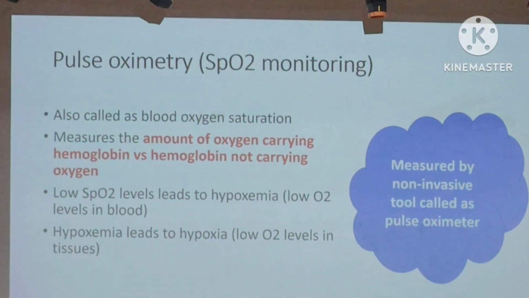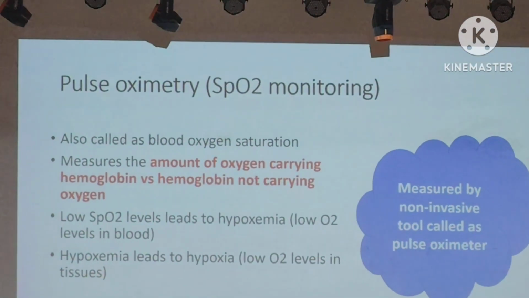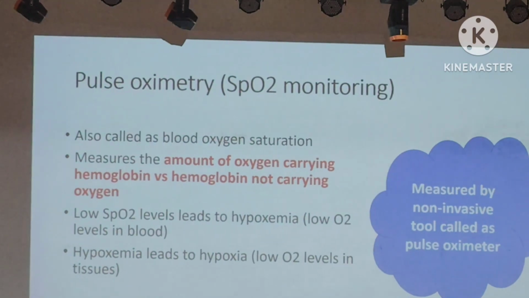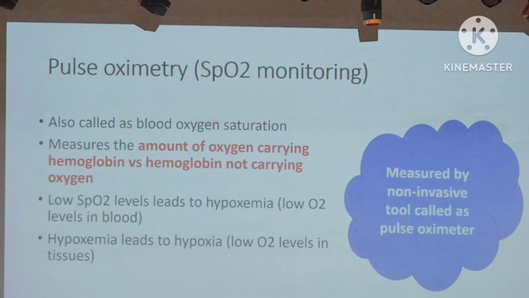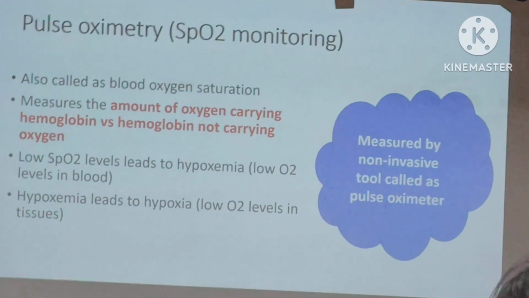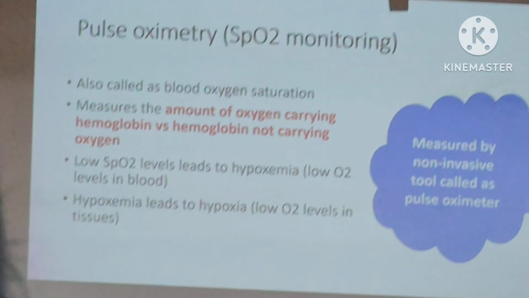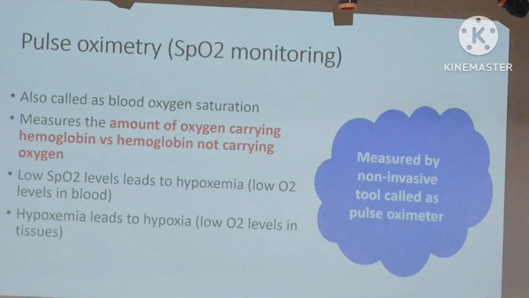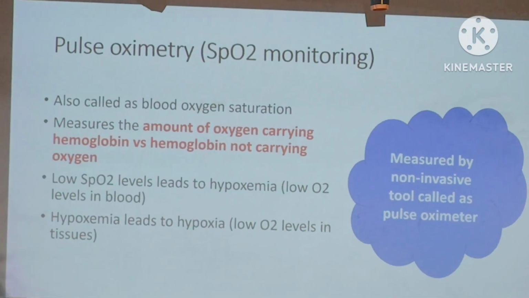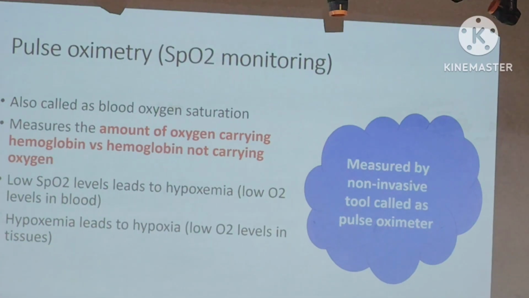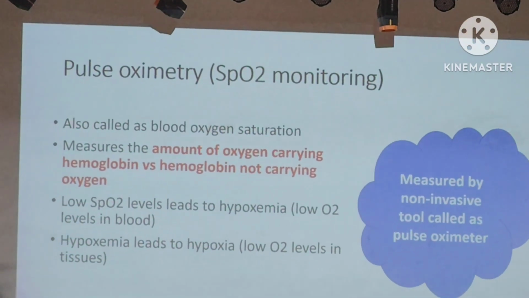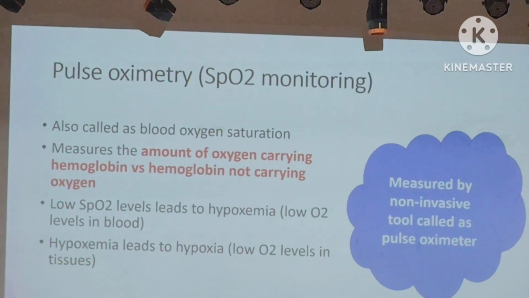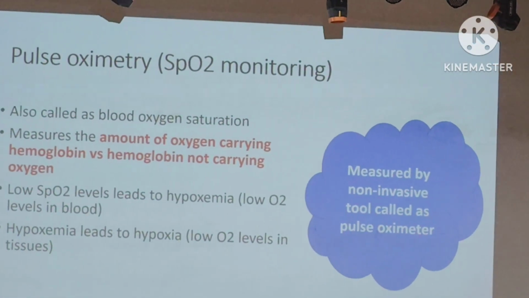What is SpO2 monitoring? This is called blood oxygen saturation: how much oxygen is carried by hemoglobin versus how much oxygen it is not carrying. So for one molecule of hemoglobin, how much oxygen is bound to it is shown as a percentage of SpO2. In SpO2 we see that a normal person's saturation is around 95, 96, 97, sometimes 100% also. It means that much percentage of hemoglobin is saturated with the oxygen.